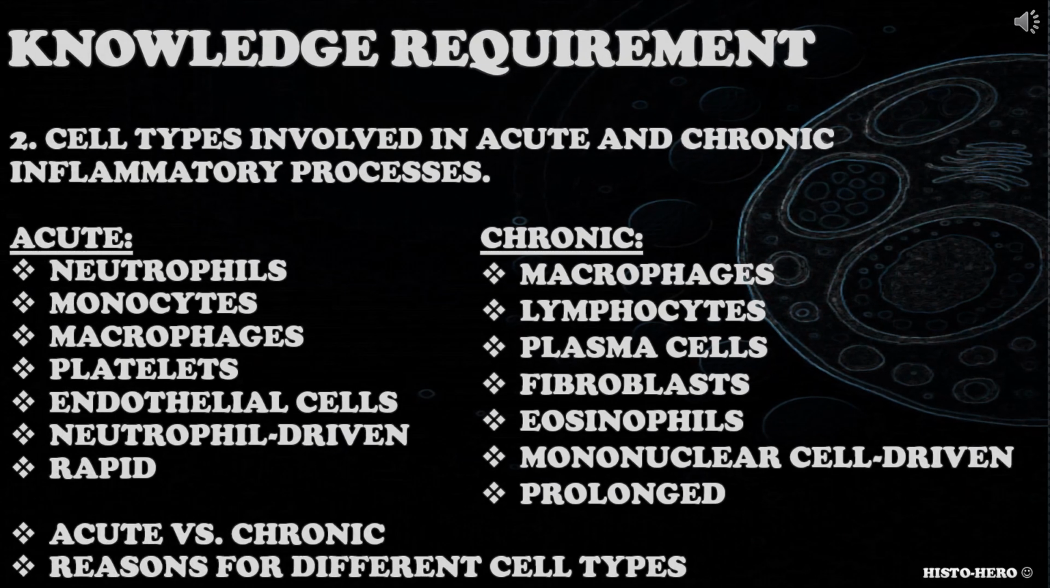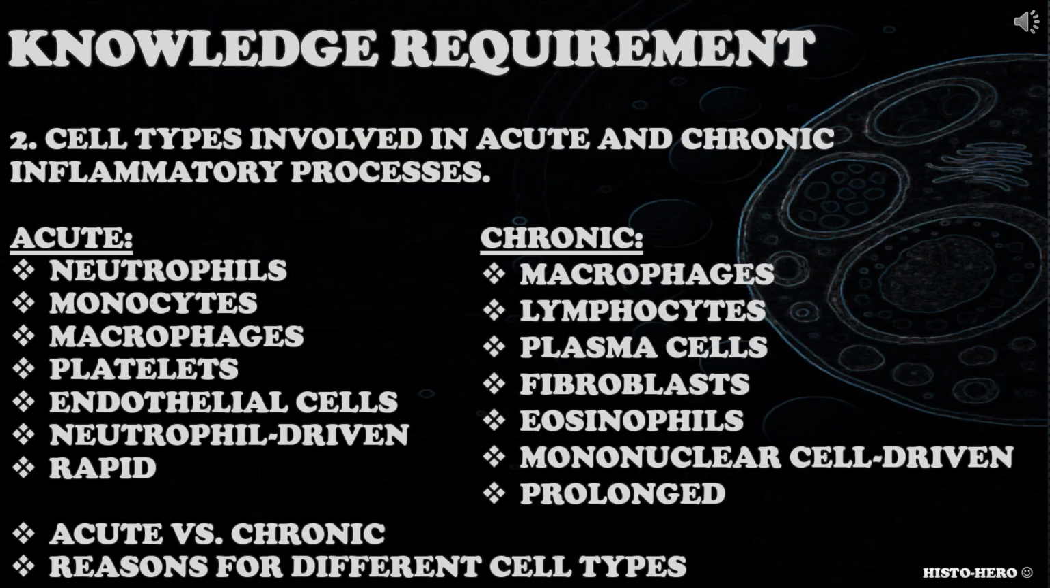The second knowledge requirement is cell types involved in acute and chronic inflammatory processes. Candidate needs to have the knowledge and understanding about cells involved in inflammation. You could ask the candidate to explain what is chronic and acute inflammation, to list the differences between them, to name cell types involved in acute and chronic inflammation, to explain why different cell types are involved in acute and chronic inflammation.